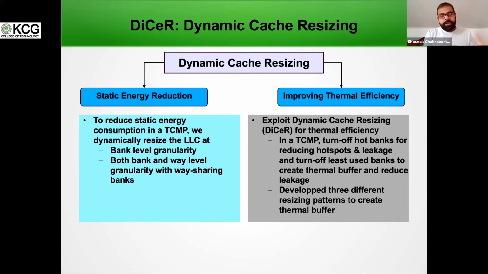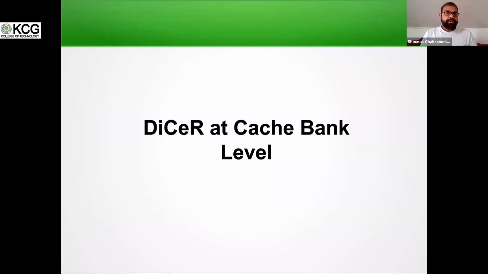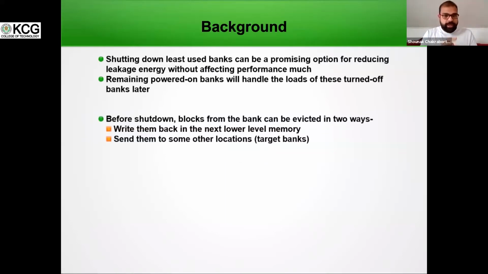So on the left hand side is the static energy reduction. Reducing the cache size will definitely give us the benefit in case of the static energy, as well as we can improve the thermal efficiency. So at cache bank level, what I've done is that first we are shutting down the least used banks, and that's obviously a promising option for reducing the leakage energy without affecting the performance much, as well as the remaining powered banks will handle, as a target bank, the loads of these turned off banks.